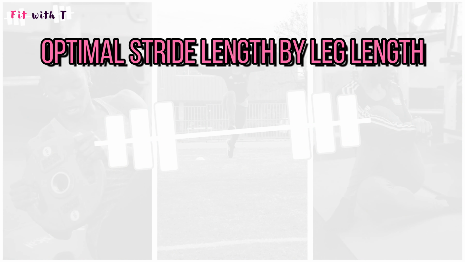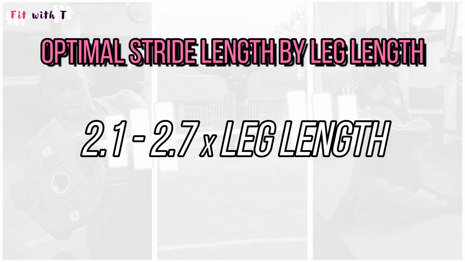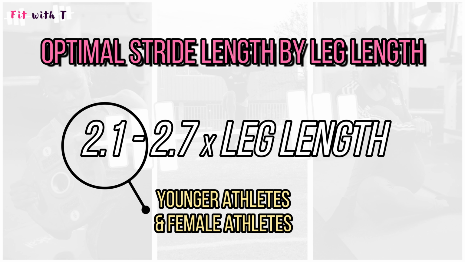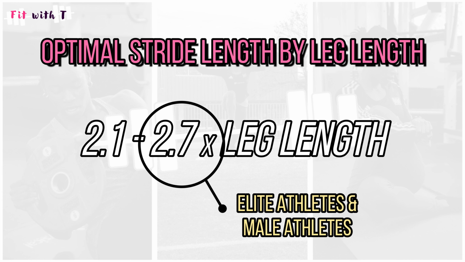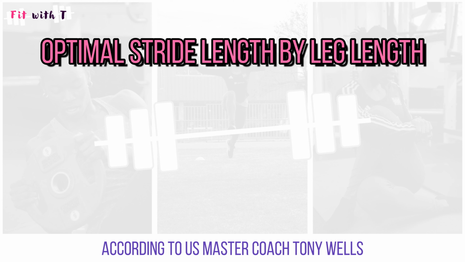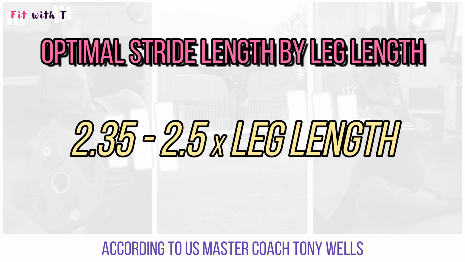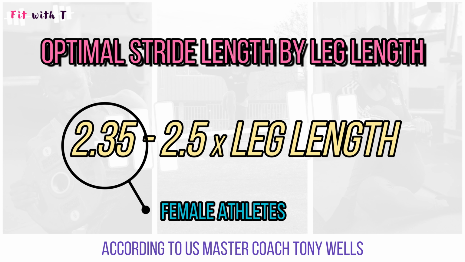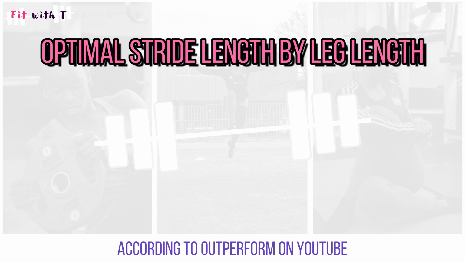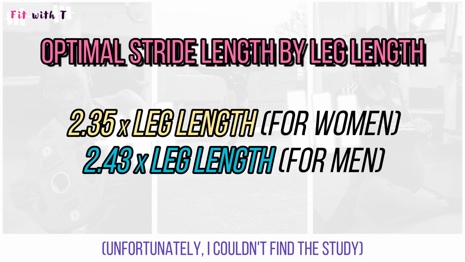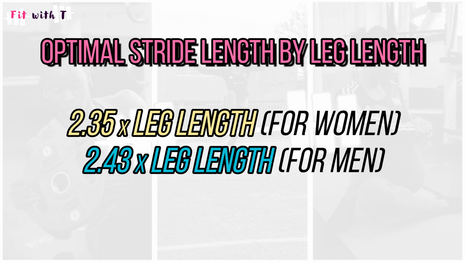So when I was researching this, I actually found a range from as little as 2.1 times leg length to up to 2.7 times leg length. Younger athletes and female athletes tended to be towards the lower end of this range, and male athletes and more elite athletes tended to be towards the upper end of this range. Now, according to Tony Wells, the range is around 2.35 to 2.5 times the leg length. Again, women find themselves at the lower end of that range and men towards the upper end of that range. And according to Outperform on YouTube, they said a study also uses the same sort of numbers of 2.35 for women and 2.43 times leg length for men to find the optimal stride length.